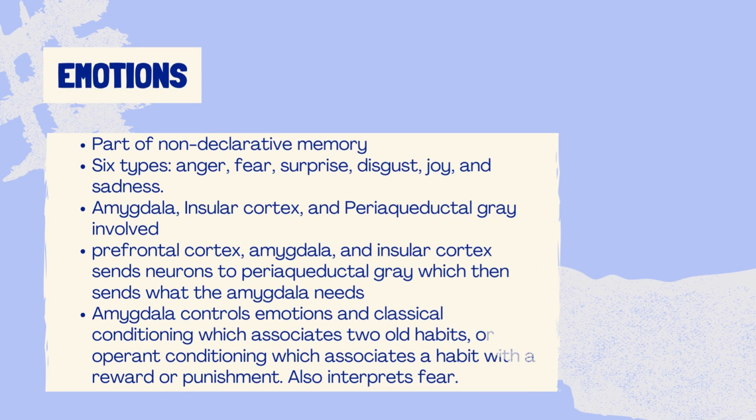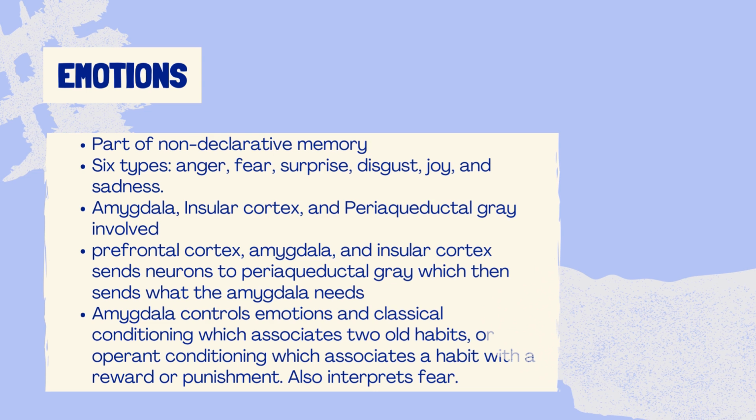Now let's talk about the last topic for today, emotions. This is a part of non-declarative memory, and there are six types: anger, fear, surprise, disgust, joy, and sadness. The amygdala, insular cortex, and periaqueductal gray are involved. The prefrontal cortex, amygdala, and insular cortex send neurons to the periaqueductal gray, which then sends what the amygdala needs. And then the amygdala controls the emotions and classical conditioning, which associates two habits, or operant conditioning, which associates a habit with a reward or punishment. This also interprets fear.